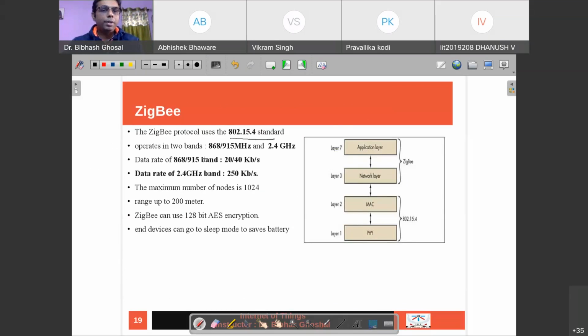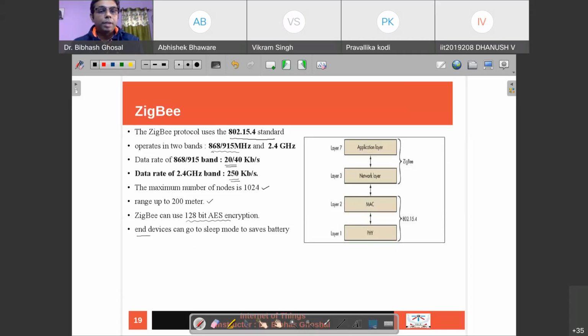So what we have is two bands. We have 868 and 915 megahertz, and the data rate is about 20 to 40 kbps. Well, we already decided that, because it's using IEEE 802.15.4, so the data rate will be the same. The maximum number of nodes you can have in a Zigbee network is 1024, and the range is 200 meters. It also allows a security feature, that is, 128-bit AES encryption.